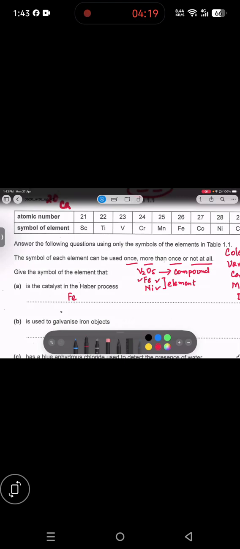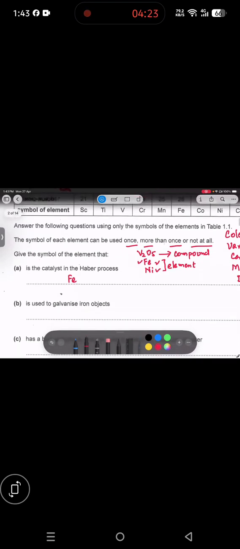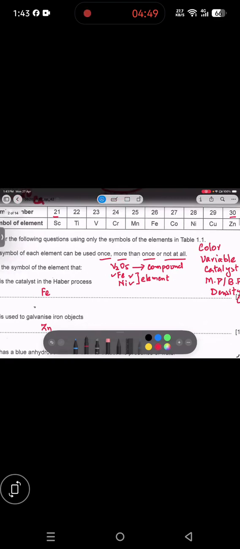Now, which is used to galvanize iron objects? Galvanizing is a process used to protect iron from getting oxidized. The element used here is zinc. Magnesium can also be used, but we are provided with elements from 21 till 30, so you have to give the answer from these elements. Zinc is the correct answer here.